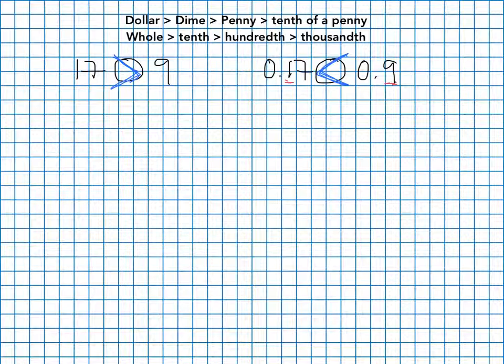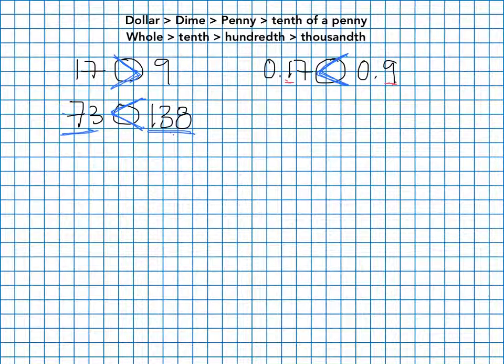Let's look at another one then. 73 compared to 138. Now, hopefully this one is fairly simple to you. 138 versus 73, we have 3 digits versus 2 digits. 3 digits is greater, so 100 is bigger than 10. So 73 is less than 138.